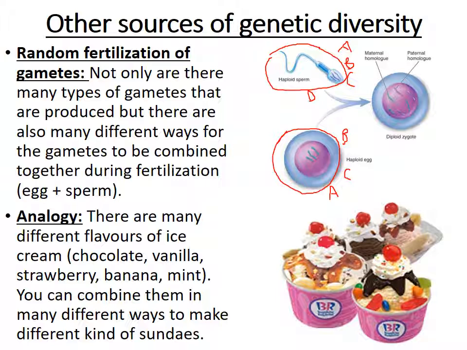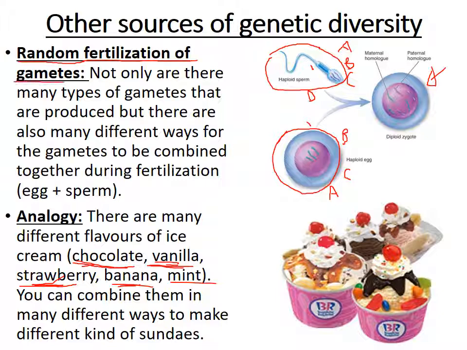It's kind of like if you went to get an ice cream sundae. You want to build a sundae, and there's just so many different types you can build because there's so many different flavors of ice cream that exist. You can combine maybe chocolate, strawberry, and banana. You can combine maybe vanilla, banana, and strawberry, or vanilla, mint, and banana, or vanilla, chocolate, and strawberry. So you can think of these kind of like the different types of ice cream, and because there's so many different types of ice cream, there's so many different types of sundaes, your zygote that you can create as a result of that. So that's called random fertilization.